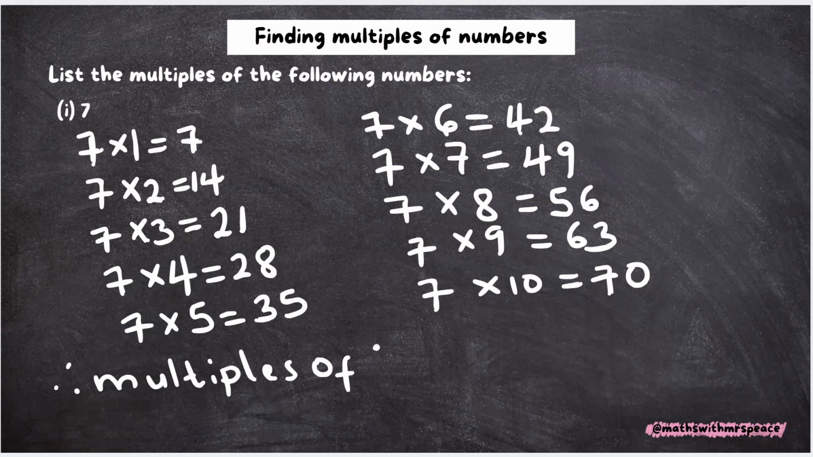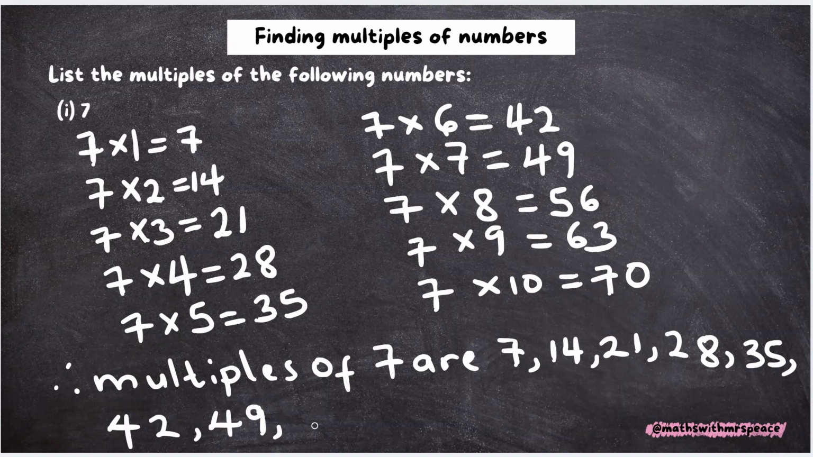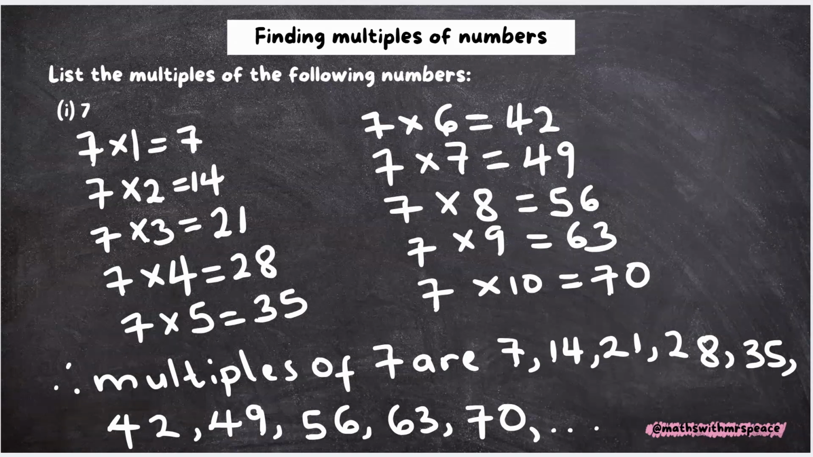multiples of 7 are 7, 14, 21, 28, 35, 42, 49, 56, 63, 70, and always to finish with the 3 dots to indicate that we can have more multiples of 7.